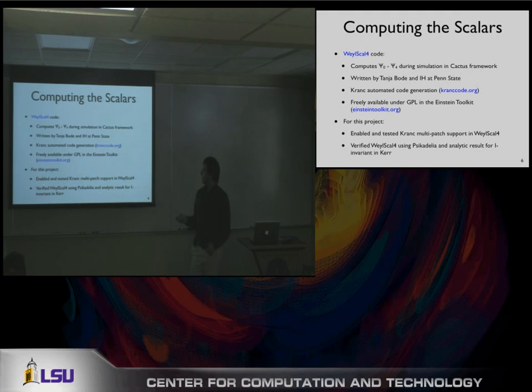So for this project, we used a multi-patch code called Llama, and we wanted to use this Kranc-generated code, Weyl Scalars 4, with Llama, so we needed to make sure that that worked. So we enabled that, tested it, so that's all working now. And then we checked that Weyl Scalars 4 was correct by cross-checking it against another code, an earlier code, and against some analytic results for the I invariant in Kerr. So I'll talk a bit more about that later.